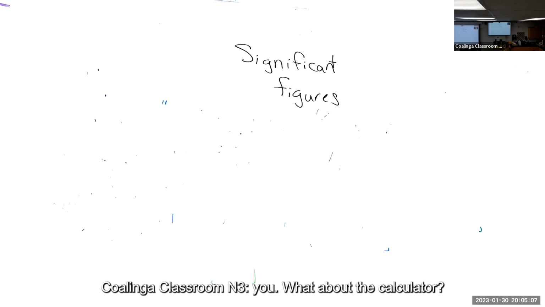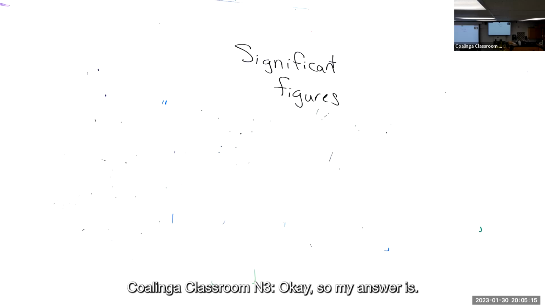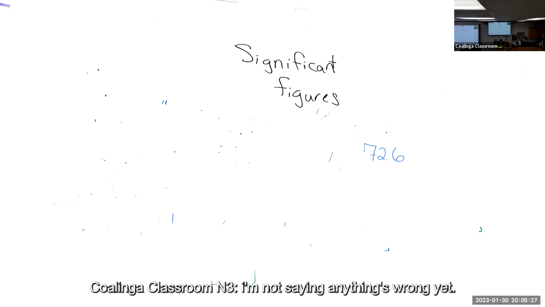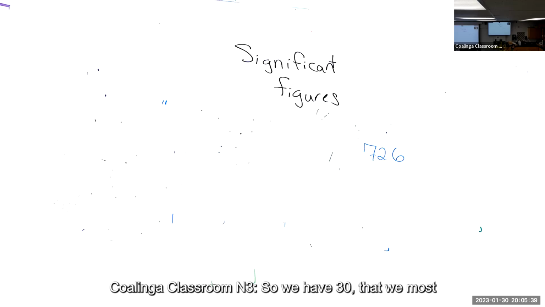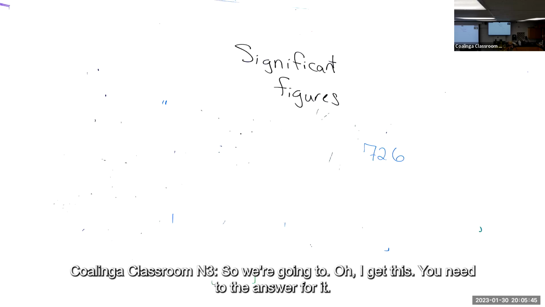You whip out your calculator. Okay, so our answer is 72.6. I'm looking here. I'm not saying anything's wrong yet. But I'm going to say something is wrong, right? Because if you think about it, multiplication, right? So we have 30 that's being multiplied by 4. Oh, I get it. You need to do the answer for it?